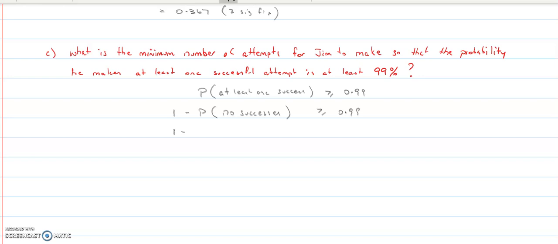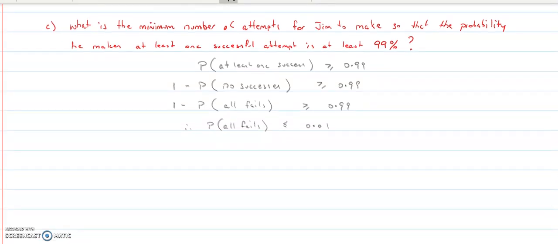Now that is the same as saying no successes is all fails. Now what's the probability of all fails? Maybe we should reorganize this so that the probability of all fails is less than or equal to 0.01. How's that look?